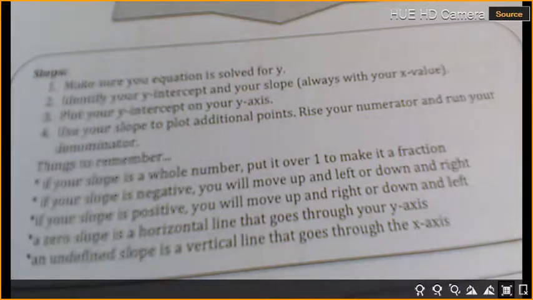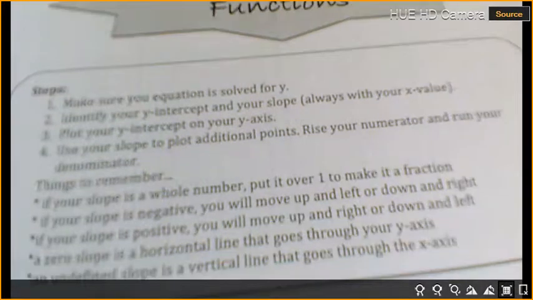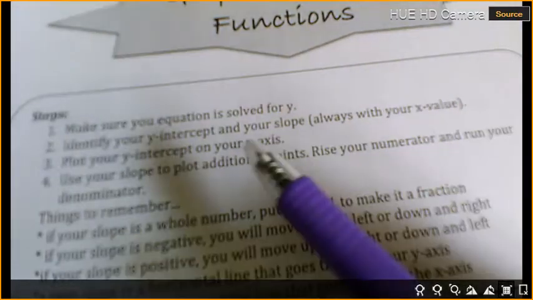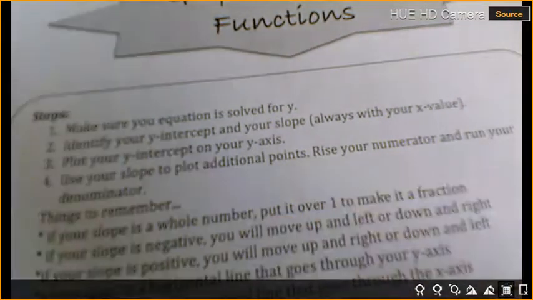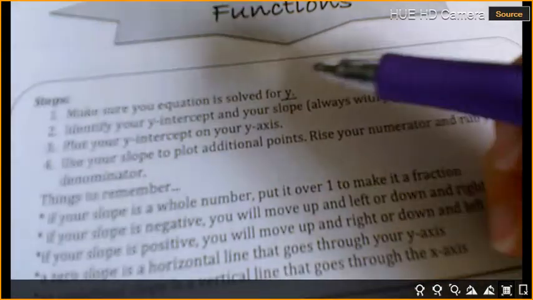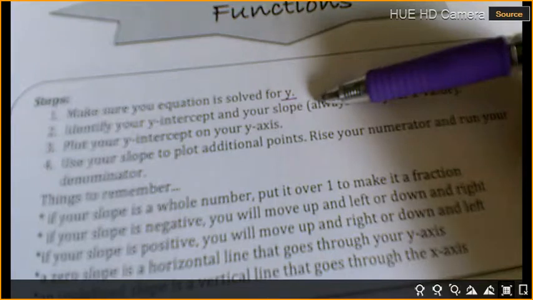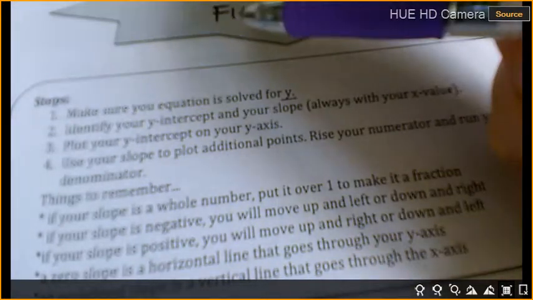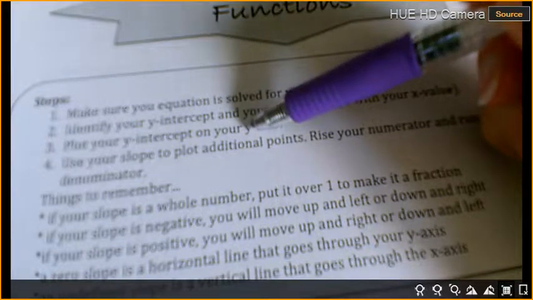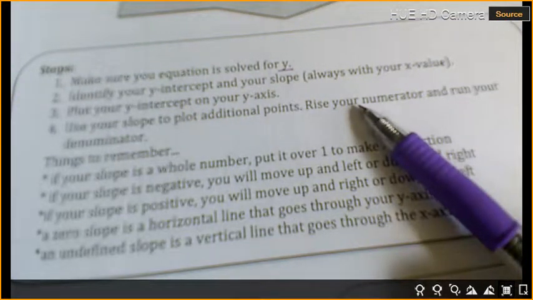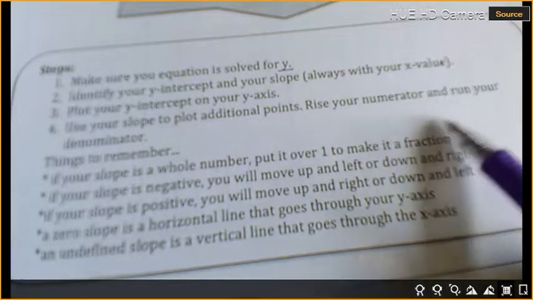Okay, we are right here looking at graphing linear functions. We're going to make sure your equation is solved for y. That's step one. You're going to identify your y-intercept and your slope, always with your x values. You're going to plot your y-intercept on your graph, and you're going to use slope to plot additional points. Okay, rise is your numerator and run is your denominator.